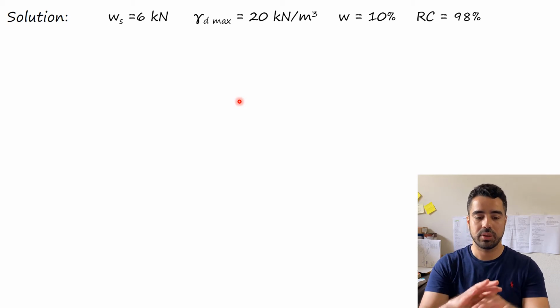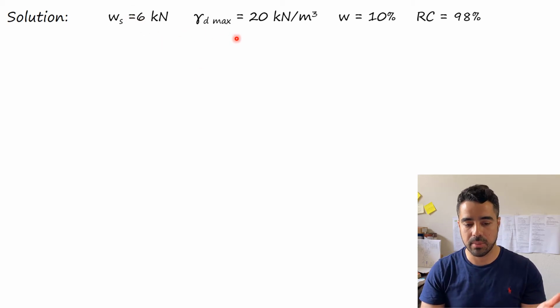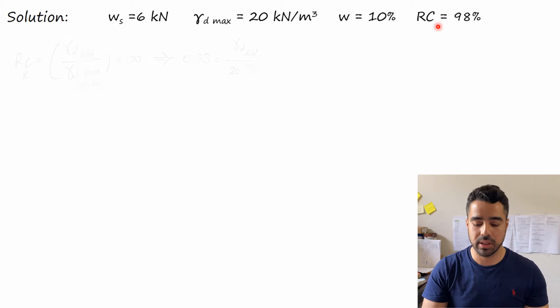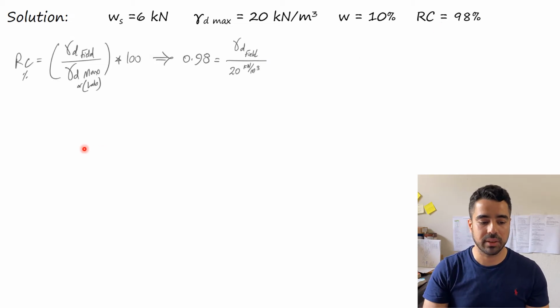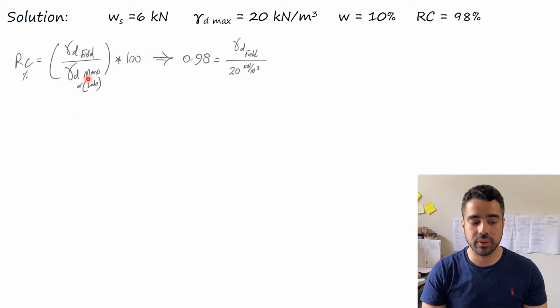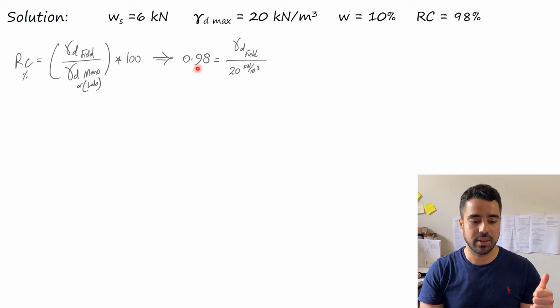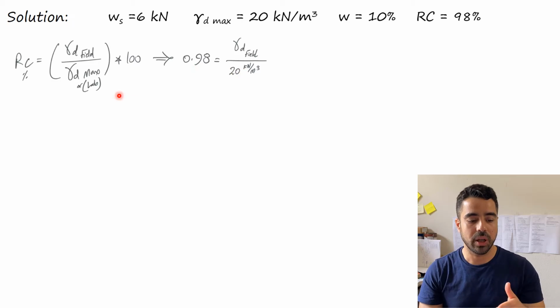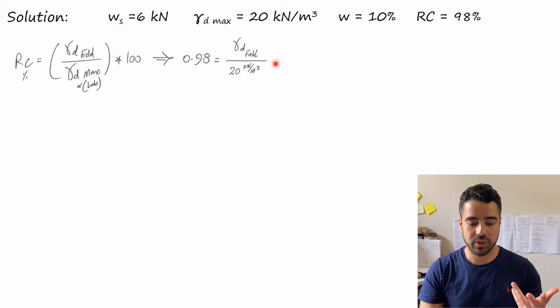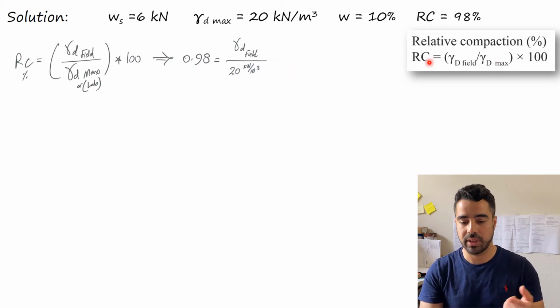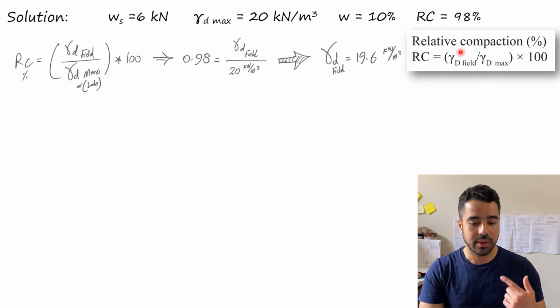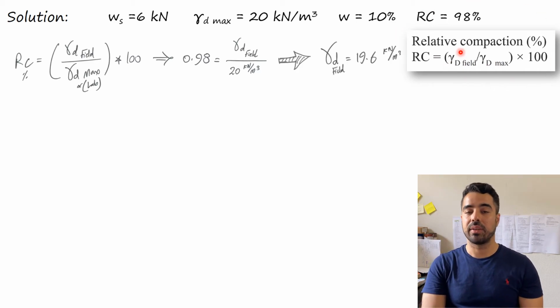Okay, but the keyword is relative compaction. So we start the solution writing down what's given: weight of solids, gamma dry maximum, water content, and relative compaction. Again, we start with relative compaction is gamma dry field over the gamma dry max times 100. We have 98%, this is here, 0.98. 20 gamma dry maximum is given, so we're gonna get the gamma dry in the field, and that's how it looks like in your manual. We're gonna get gamma dry in the field of 19.6.